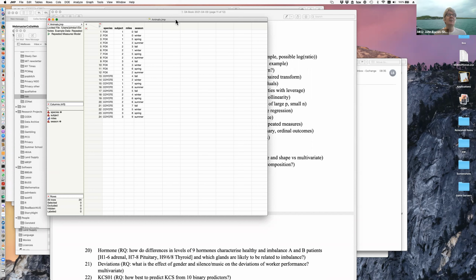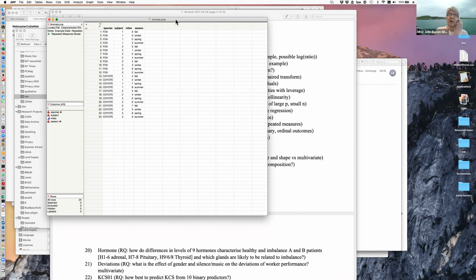So that random animal from that species is what we call nested within the species, because subject one, so fox one, has nothing to do with coyote one, right? Those are completely different things being looked at. So we need to recognize that the subject is nested within the species. Okay, that's the first thing that we need to consider.